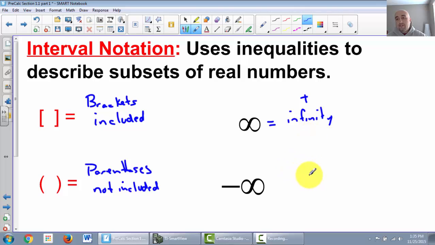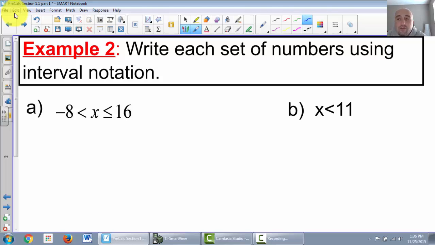And that one on the left means negative infinity. So the top one means really, really, really big, going on forever and ever. This one, negative infinity, means really, really, really small, going on forever and ever in the small direction. And both of these mean unbounded, meaning we don't know when it stops. Okay. So let's look at some examples of interval notation. All right, so this is a little bit easier than the set one. Write each set of numbers using interval notation.